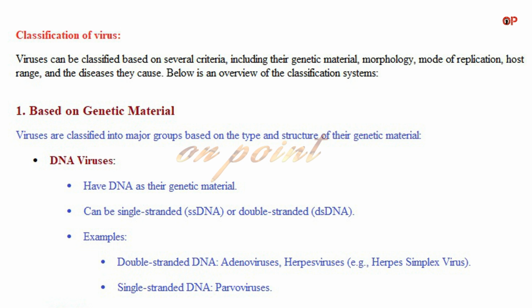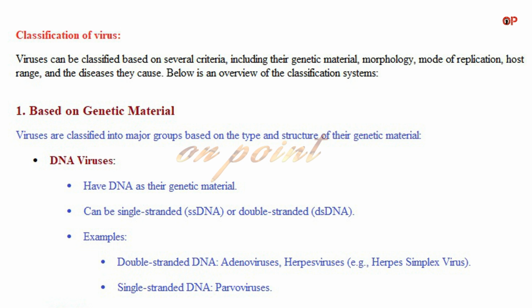1. Based on genetic material. Viruses are classified into major groups based on the type and structure of their genetic material. DNA viruses have DNA as their genetic material. Can be single-stranded or double-stranded. Examples: double-stranded DNA, adenoviruses, herpes viruses, example herpes simplex virus.